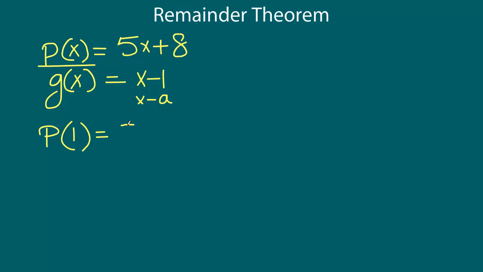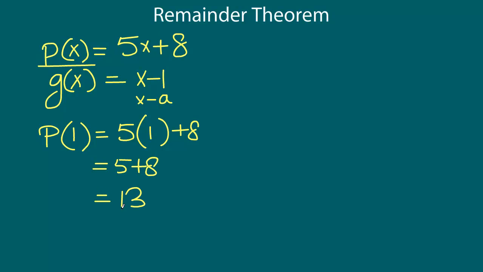So let's find the value. We know how to find the value of a polynomial at a particular value of the variable. So let's see what we get here. We see that this will be 5 plus 8, or simply 13. So the remainder theorem is saying that when we actually do this division, our remainder should be 13.